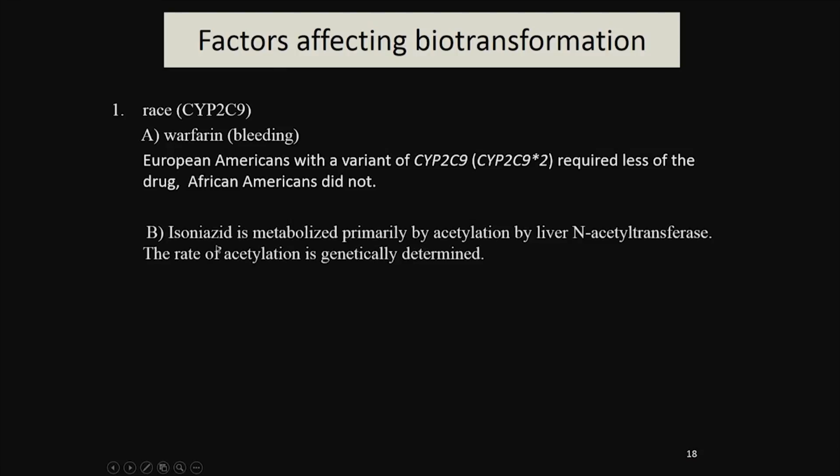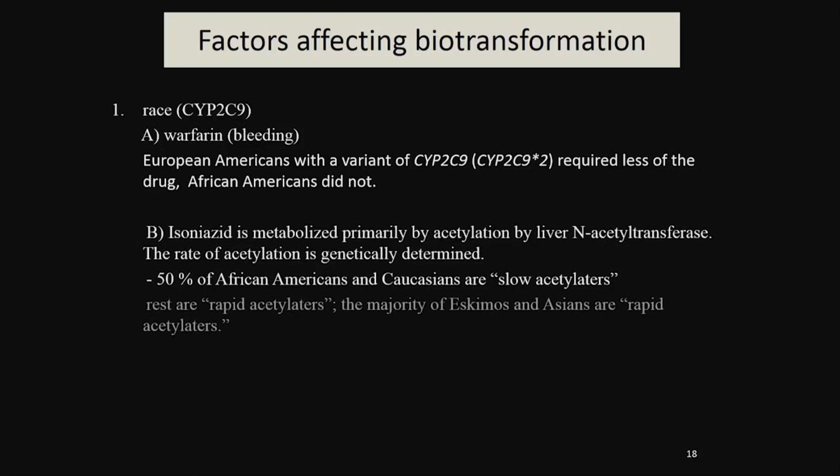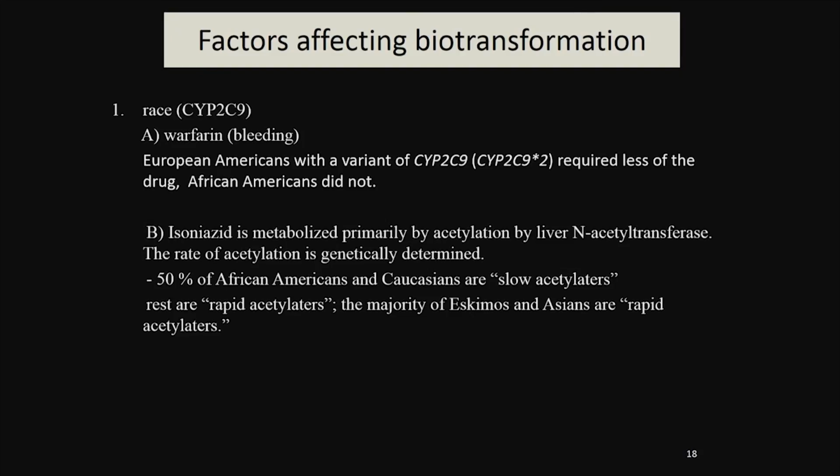Isoniazid is used for tuberculosis. It is metabolized primarily by acetylation in the liver by acetyl transferase. The rate of acetylation is genetically determined. 50% of African Americans and Caucasians are slow acetylators. That means they have this drug present in the body for a much longer period of time. The rest are rapid acetylators. The majority of Eskimos and Asians are rapid acetylators. That means I need to keep giving the drug quite often, because the drug half-life is very small, whereas for African Americans or Caucasians, I do not have to give this drug quite often.